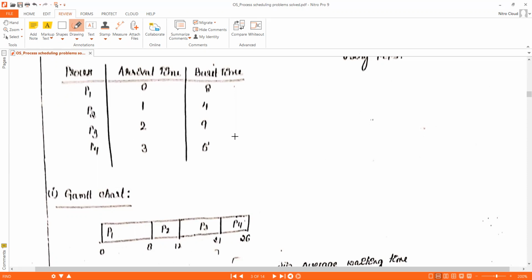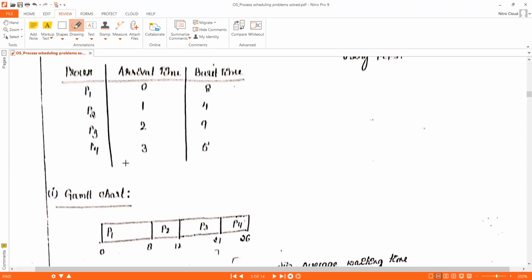Okay, and process 3's burst time is 9 milliseconds. 12 plus 9, it is 21 milliseconds. At 21 milliseconds, process 3 completes its execution. CPU will become free at 21 milliseconds.